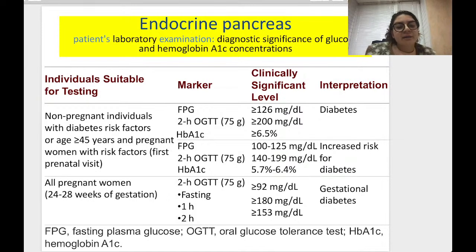And for all pregnant women from 24 to 28 weeks of gestation, it is the period for screening for gestational diabetes, the norms are lower than for other people. For fasting glucose, more than the criteria for gestational diabetes is more than 92 milligrams per deciliter, and OGTT in the first hour 180, second hour 153. If it is higher, it is a criterion for gestational diabetes.